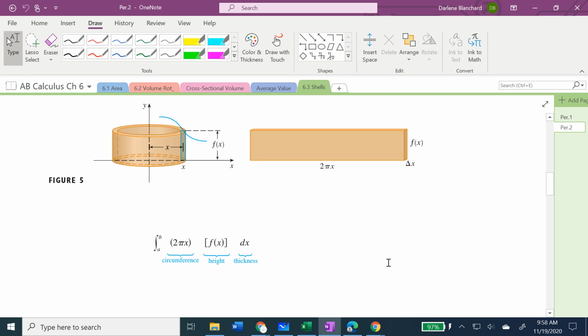So I'm going to add a little bit to this formula right here. And with the circumference, I'm going to say that it is 2 pi times a radius function with respect to the x variable.